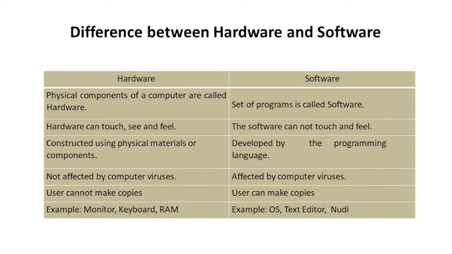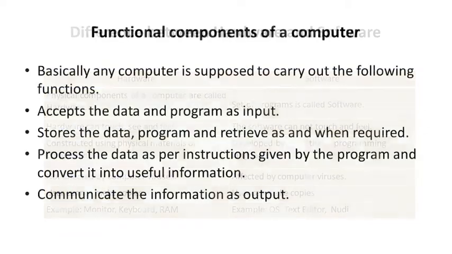Hardwares are not affected by computer virus. The softwares are affected by the computer virus. In the hardware, user cannot make copies. User can make copies in the software. Examples of the hardware are monitor, keyboard, RAM, and examples of the software are operating system, text editor, Nudi, etc. We have a number of softwares.